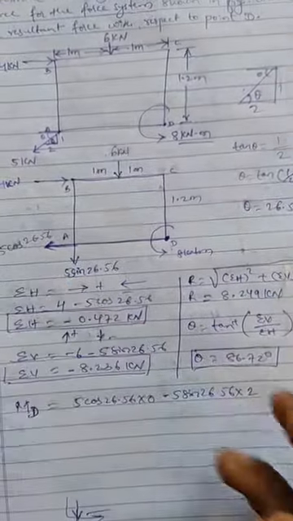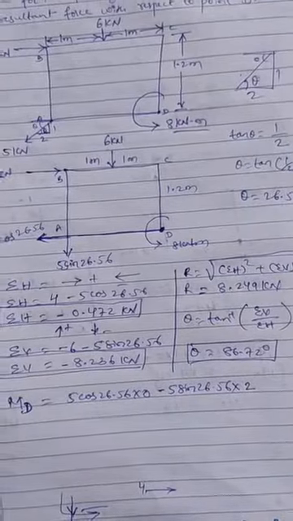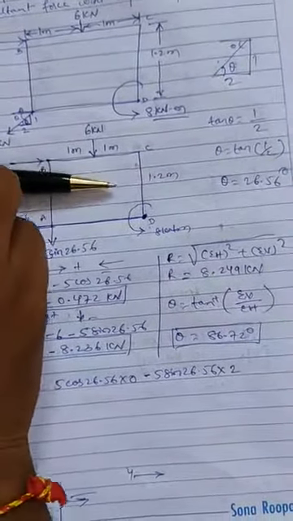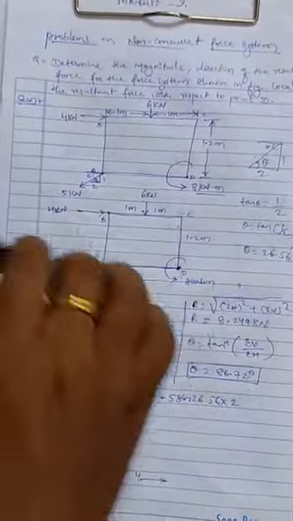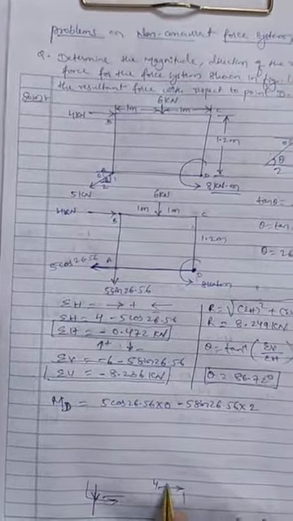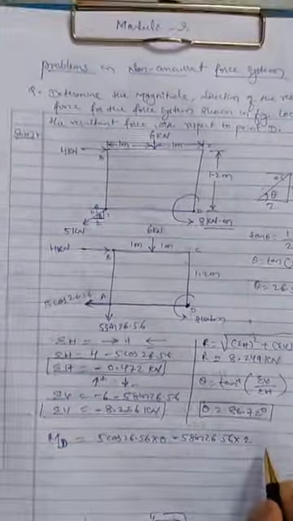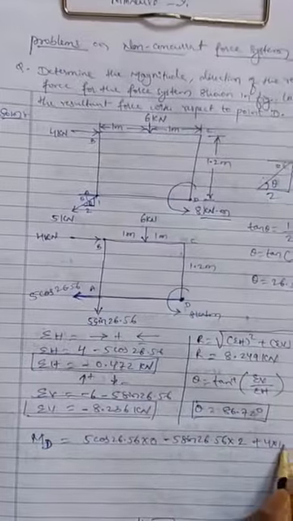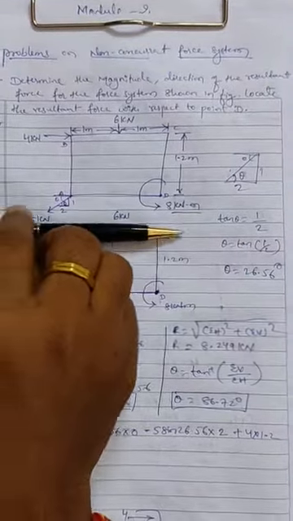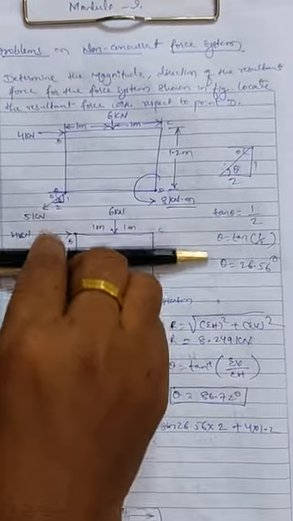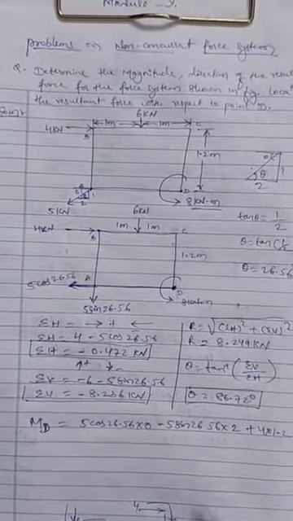Now we'll take the moment of the 4 kilonewton force. As the 4 kilonewton is acting towards the right, with respect to it, point D is below, so downward. If this arrow mark follows this path, it is a clockwise movement. So plus 4 into 1.2. The line of action of this 4 kilonewton passes through point C, and from C to D it is 1.2 meters, so I multiplied by 1.2.